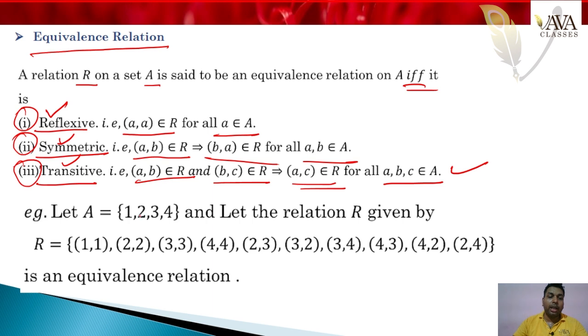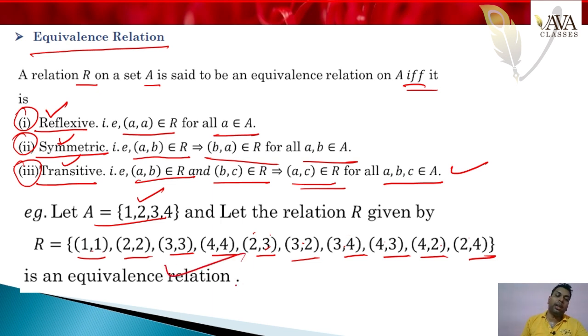For example, suppose A equals {1, 2, 3, 4}, and let the relation R be given by R equals {(1,1), (2,2), (3,3), (4,4), (2,3), (3,2), (3,4), (4,3), (4,2), (2,4)}. Now you see, for every element a of A, we have (a, a) belongs to R, so it is reflexive. For every ordered pair (a, b), we have (b, a): for (2,3), (3,2); for (3,4), (4,3); for (4,2), (2,4) is there. So it is symmetric. Now for every (a, b) belongs to R and (b, c) belongs to R, (a, c) also belongs to R. So it is transitive. So this is an equivalence relation because it is reflexive, symmetric, and transitive.